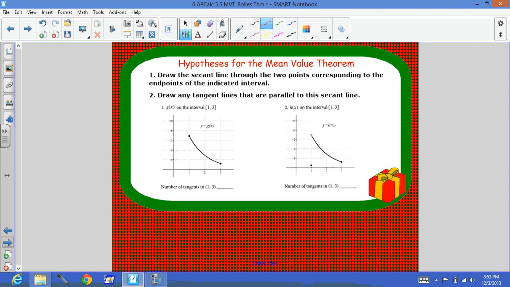On these right here, it says draw the secant line through the two points corresponding to the endpoints, and then draw any tangent lines that are parallel. What you're supposed to figure out is how many tangent lines there are. Again, I'm going to get my line and draw through my endpoints like that. Well, that was pretty obvious. How many tangent lines do I have that are parallel to that? I'm just going to have the one. It's just going to come over, and there it is, just one line.